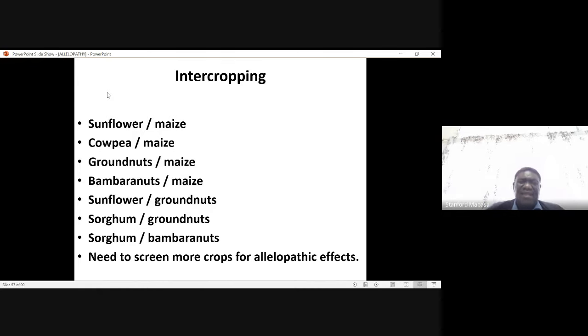However, there's a need to screen these crops to evaluate their effectiveness. But there are opportunities to deploy allelopathic crops via intercropping so that we can increase crop production and minimize weed damage.